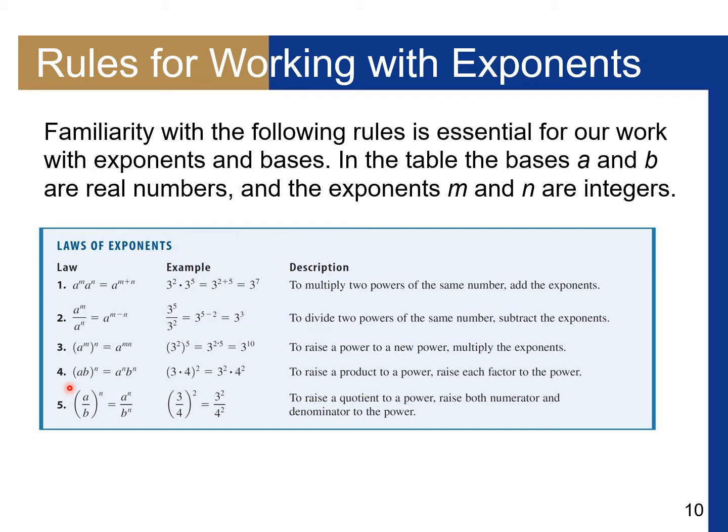So we have ab on the inside to the n power. You're going to take that exponent to each one. And if it is in quotient form, again, you take the exponent to the numerator and the denominator.